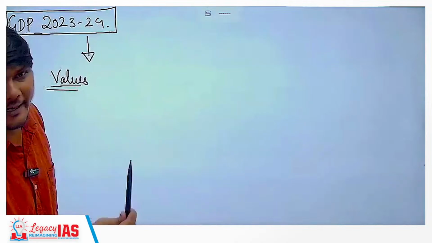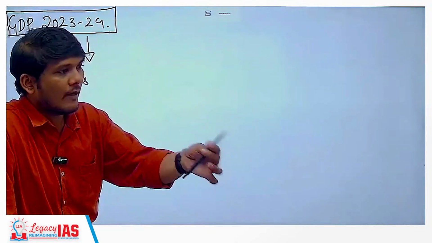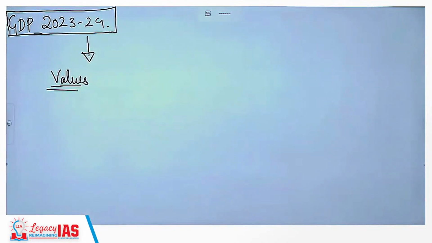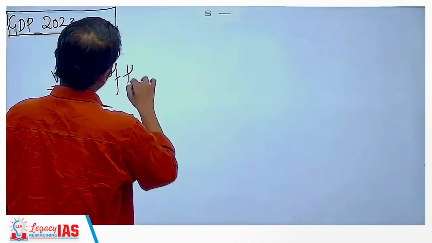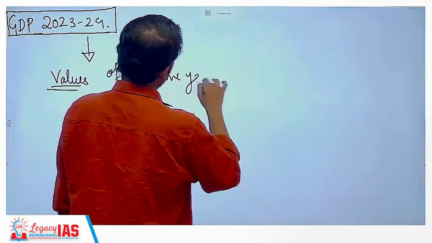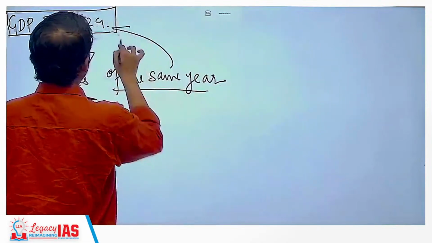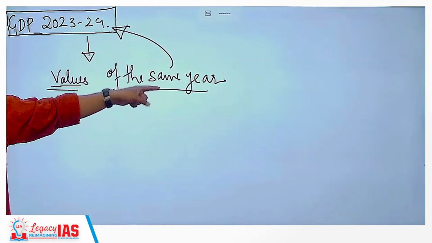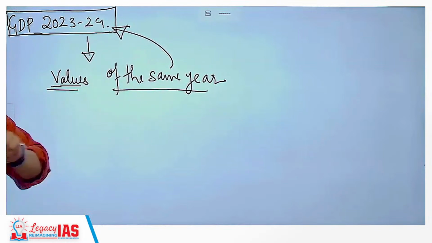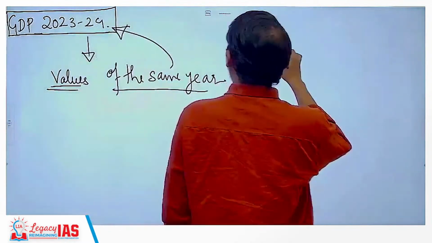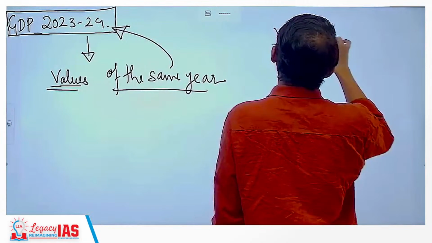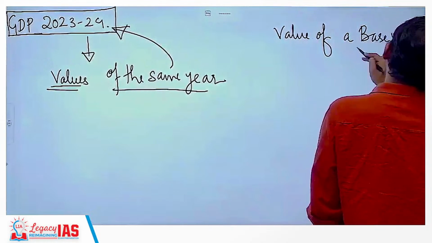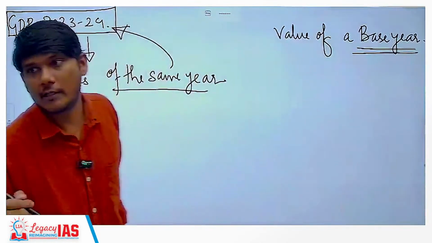If you have produced 10 pens, what are the cost of 10 pens? One pen is 100 rupees, so 10 pens would be 1000. So that pen's value you can either take of the same year, the year for which you are calculating GDP, you can take the value of the pen for that same year, right? That is one way. Other way is you can take the value of a base year, which will be different than that particular year.